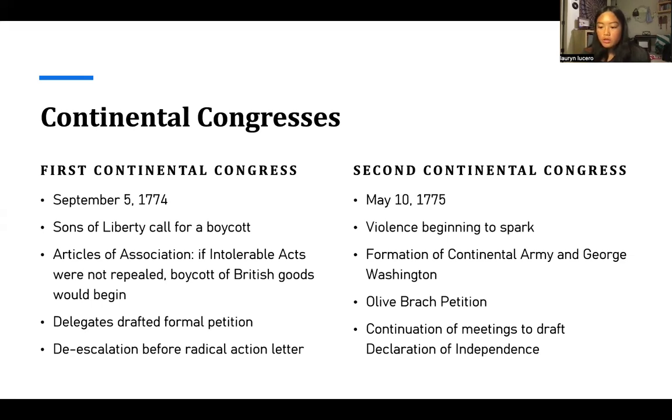When Congress failed to get an adequate response from the king, a Second Continental Congress took place as violence began to spark. In this Congress, the Continental Army was formed and George Washington was appointed general, and they prepared for war. As a last resort to peace, the delegates drafted the Olive Branch Petition as sort of the final attempt to avoid war and sent it back to the king. Obviously, the petition failed and violence broke out.